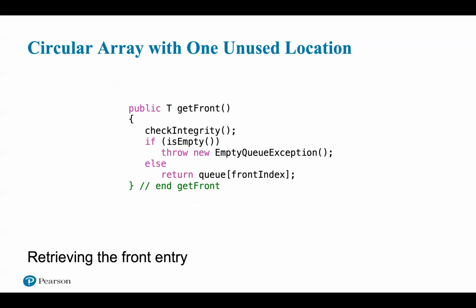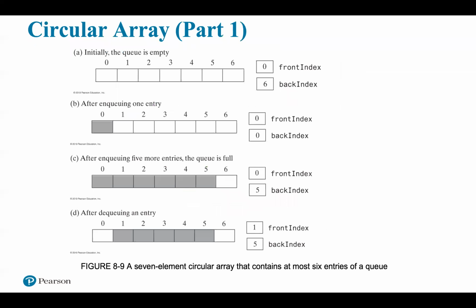So here is the method for retrieving the front entry. So for information there. And so now let's talk about a circular array with 1 unused element.